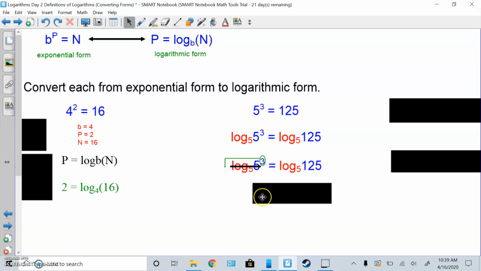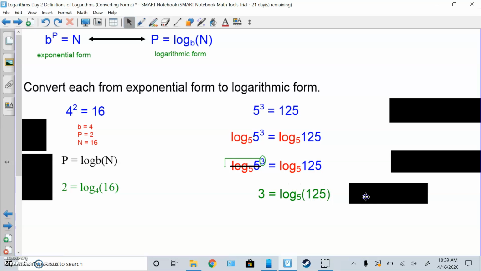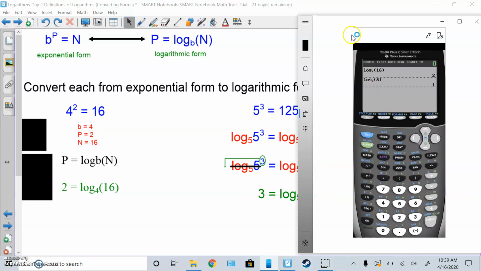And the right side you leave alone. So my final answer, the left side is just 3 because everything else canceled, and the right side stays log base 5 of 125. So let me check that in the calculator. Math up, log base 5 of 125 should be 3. And that is true, it's 3.